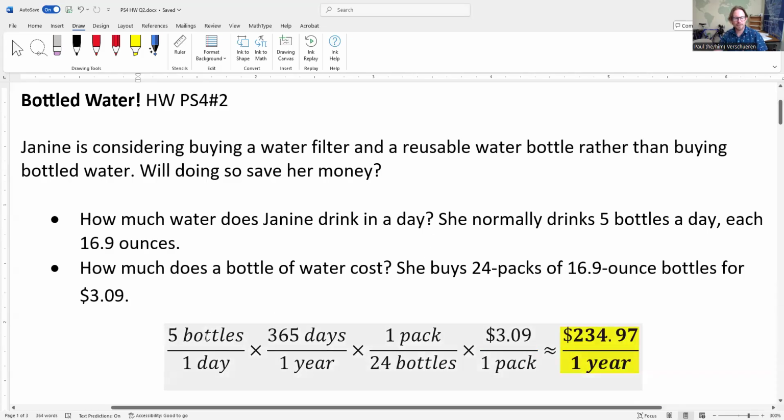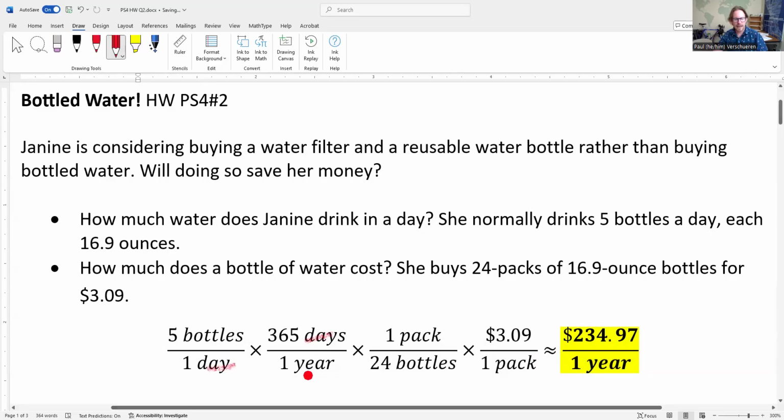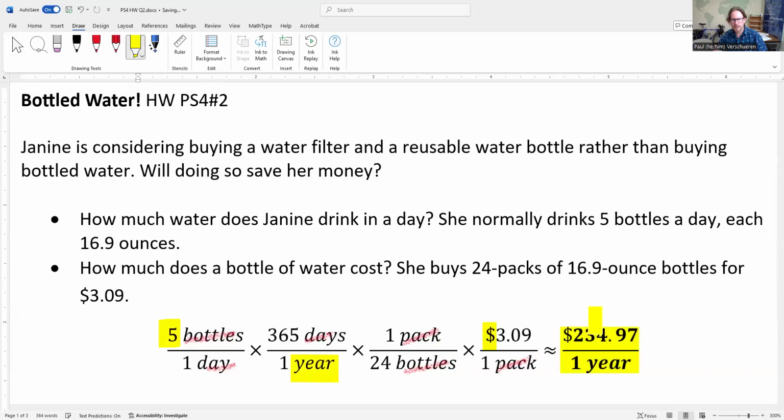If Janine's drinking 5 bottles per day, and there's 365 days per year, that basically gets rid of our days. And if we say times 1 pack, which is 24 bottles, we've now kind of taken bottles out of the equation. And then $309 per pack, get rid of pack. Notice that what we're left with is, year is our denominator and dollars is our numerator.